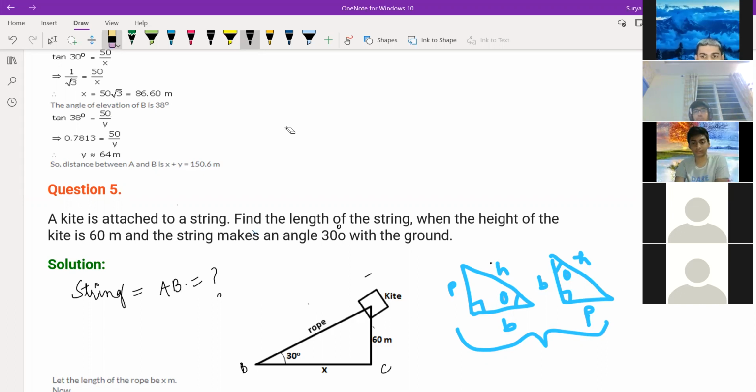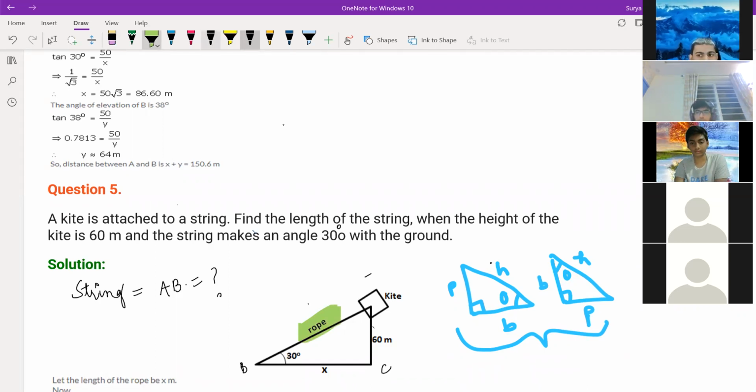Find the height of the kite. Height of the kite is always straight. Remember, this is not the height. You should find the length of the string, not the length of the kite. Sir, the length of the string is 120 meters. This one you're getting 120 meters, the hypotenuse. Okay, 30 is given, so 60 and, yes sir, 120.